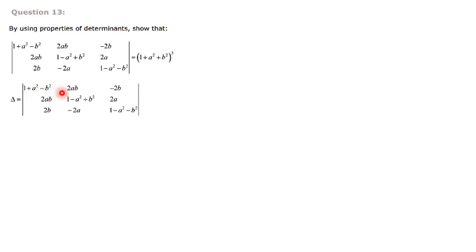there is 1 plus a square minus b square in the first row first element, and in the third row first element there is 2b. So if I multiply by b here, it becomes 2b square, and after multiplying by b, just add it to row 1, means 1 plus a square minus b square plus 2b square. So it becomes 1 plus a square plus b square.